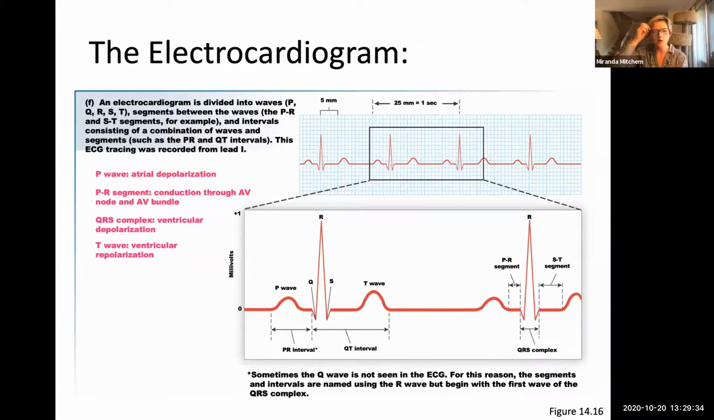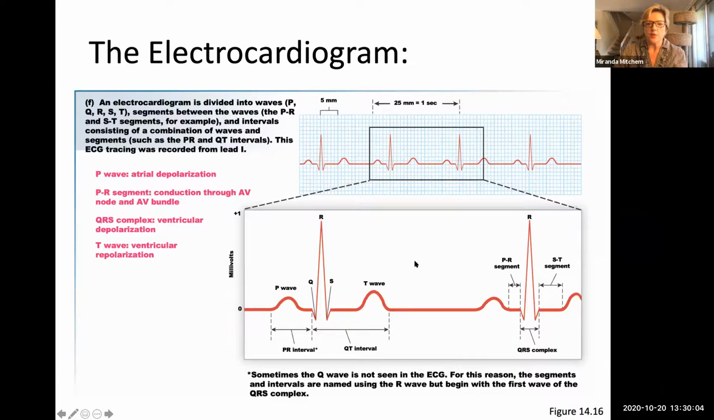Okay, looking a little bit closer. Our P wave, Q, R, S, and then T. Our PR interval is at the beginning of the P through this period, so through the R, and then we have our QT interval, and then we have it again, another cycle of it.